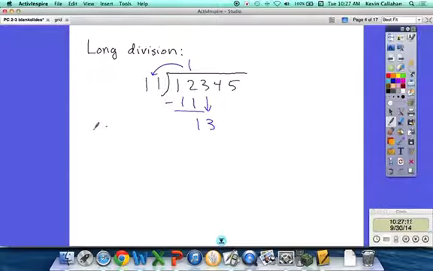How many times does 11 go into 25? Another 2 times, 22, subtract, and 3. How many times does 11 go into 3? It doesn't. So what do you call the 3? It's the remainder. Whatever is there is the remainder.